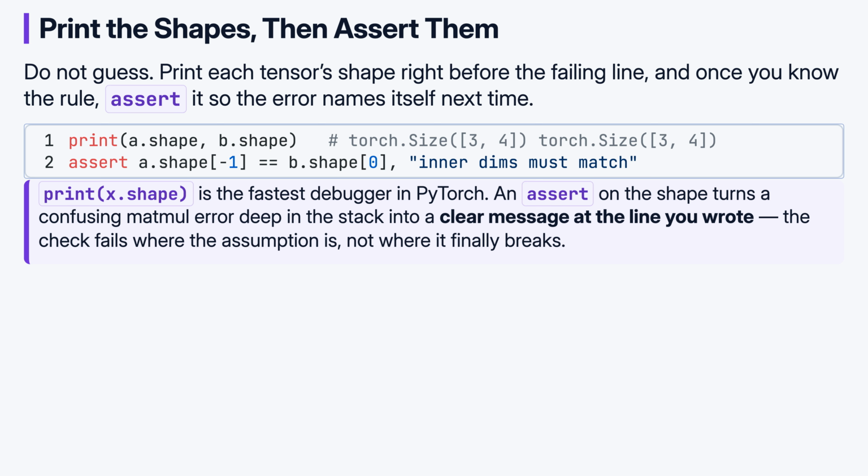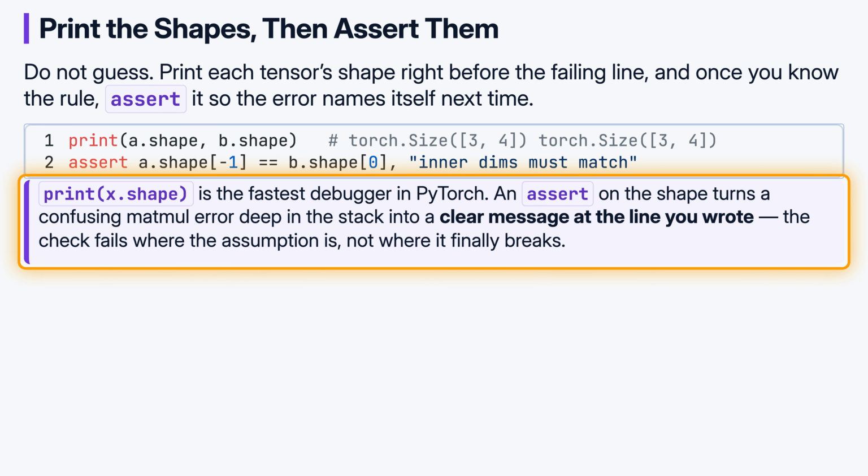Do not guess. Print each tensor's shape right before the failing line. Both come back torch.Size([3, 4]). Now you can see the 2 shapes. Once you know the rule, assert it. Assert that A's last axis equals B's first axis. Now the error names itself at your own line. Print shape is the fastest debugger in PyTorch.